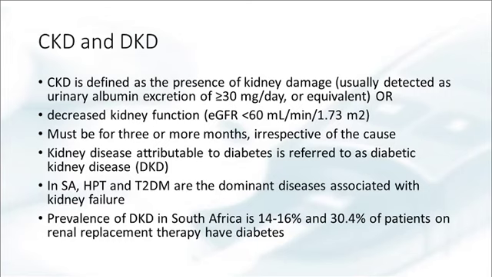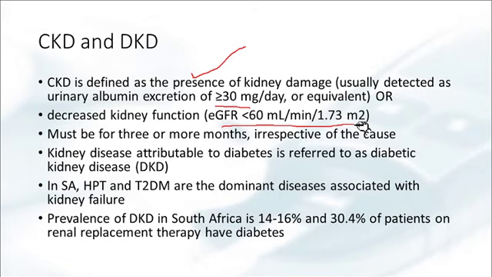Now, CKD and DKD. CKD or chronic kidney disease is defined as the presence of kidney damage, usually detected as urinary albumin excretion of greater than 30 milligrams per day or equivalent, or decreased kidney function, which is an EGFR of less than 60 mL per minute per 1.73 square meters. And most importantly, it must be there for 3 or more months, irrespective of the cause. Now, kidney disease that is directly attributable to diabetes is known as diabetic kidney disease.